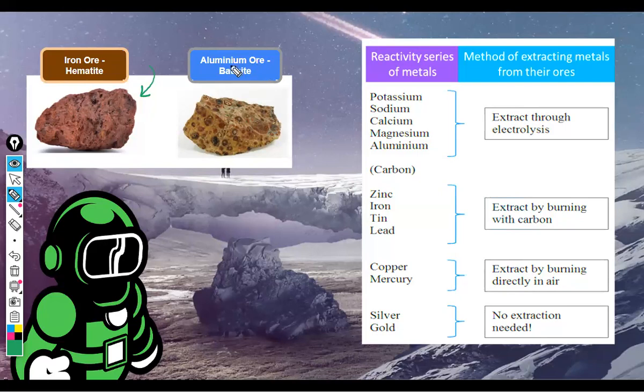Instead, you get something called aluminum ore, and its official name is bauxite. It looks like this, pretty scary looking. So there are two metals on the CXC syllabus that we have to discuss in detail: how they extract iron from the ground and how they extract pure aluminum from the ground.